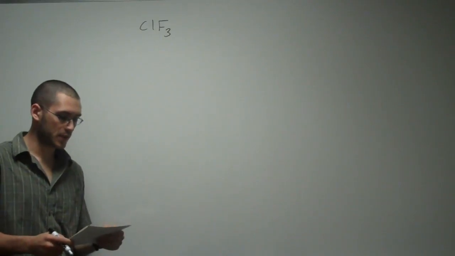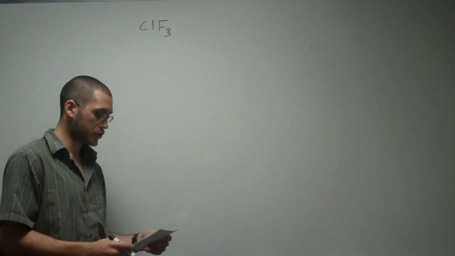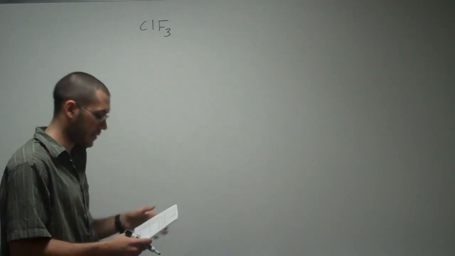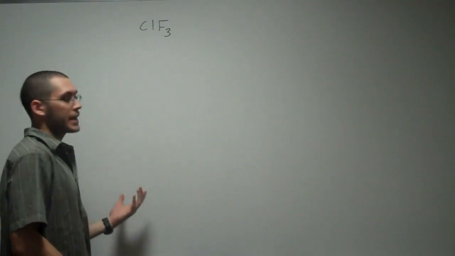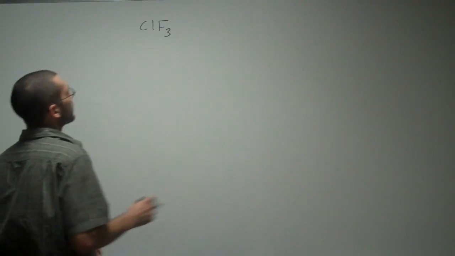Number 21 says, what are the electron geometry and molecular geometry of chlorine trifluoride, ClF3? Electron geometry and molecular geometry. In order to answer this question, we need to be able to draw this molecule. Alright, here we go.